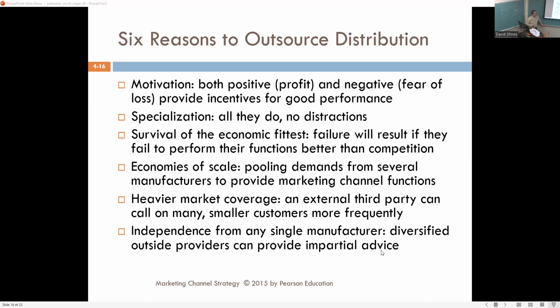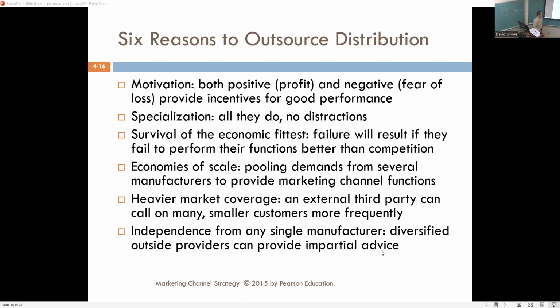The last is independence from any single manufacturer, and I should also say any single distributor as well. Another one of those rules for success that I want you all to remember is diversify risk. Don't put your eggs in one basket. Have more than one thing if you can. All right.